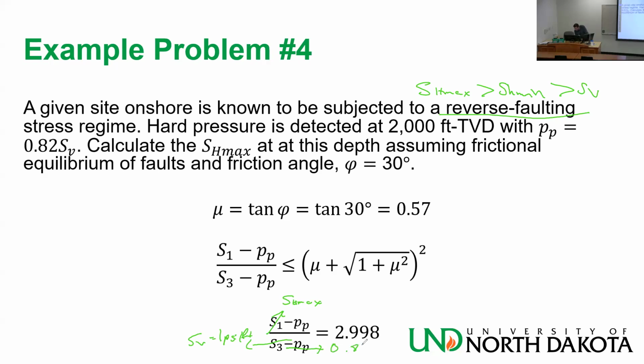It is 0.82 times SV. So if I know SV, I know PP as well, because from one I get the other. If I get SV from 1 psi per foot, I multiply that by 0.82 to get the PP. So again, I reduce the equation to one unknown, one equation that I can solve. Very easy.